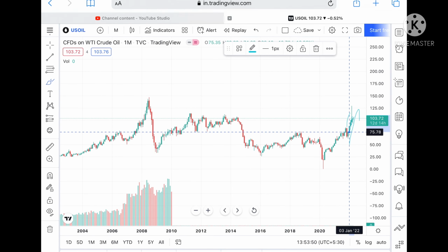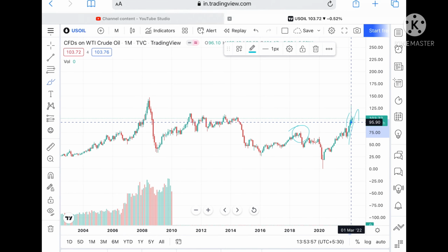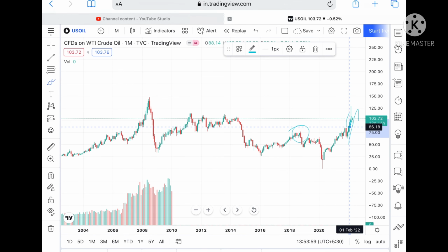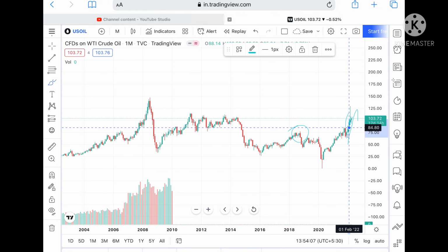Suppose if the price didn't sustain that level also, then we can see a level of 75.78, which is a very strong support. And 88 is also a very strong support. If it goes below the level of 88, then we can see it can touch a level of 85. Then if it goes below this level, then we can see a level of 80.63, and from there we can see it can touch a level of 77.